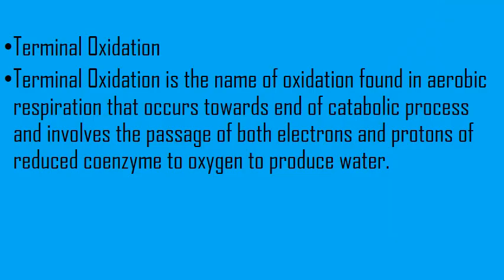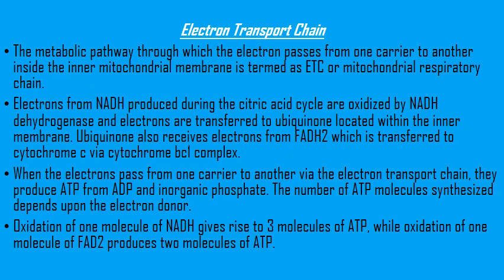Terminal oxidation. Terminal oxidation is the name of oxidation found in aerobic respiration that occurs towards end of catabolic process and involves the passage of both electrons and protons of reduced coenzyme to oxygen to produce water. Electron transport chain. The metabolic pathway through which the electron passes from one carrier to another inside the inner mitochondrial membrane is termed as ETC or mitochondrial respiratory chain.